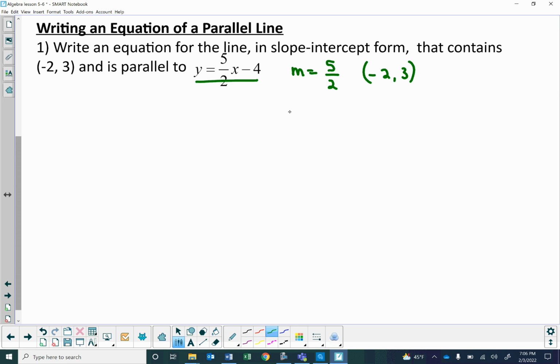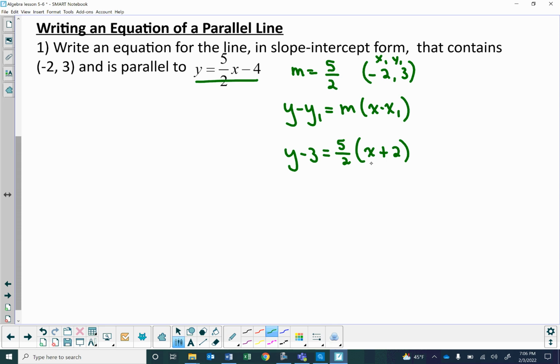If I use the point-slope form of the equation, y minus y1 equals m times x minus x1, where this is x1 and this is y1, I'll plug the numbers in. So I have y minus 3 equals 5/2 times the quantity x minus a minus 2, which is a plus 2. Now I'm going to distribute, because I have to put this in y equals form, since it asked for slope-intercept, not point-slope form. So y minus 3 equals 5/2 x, and 5/2 times 2 is equal to just 5.